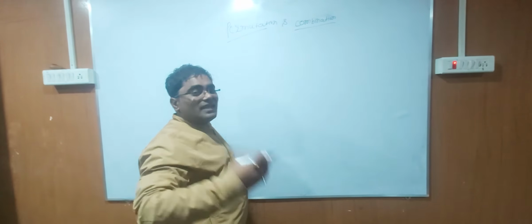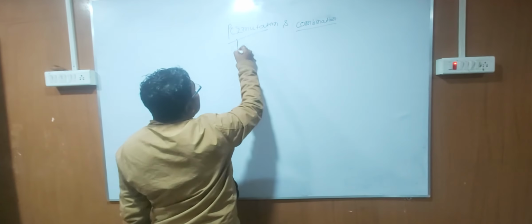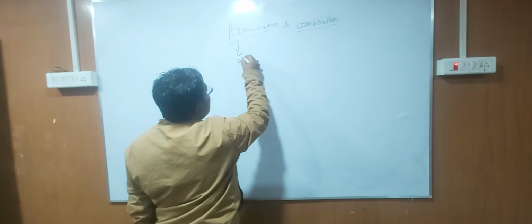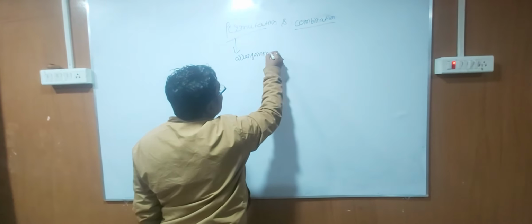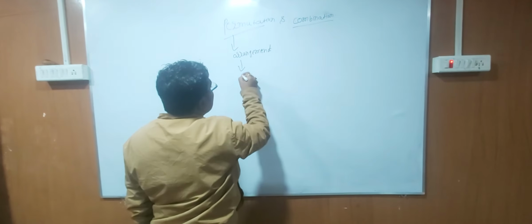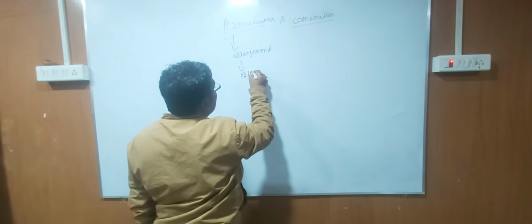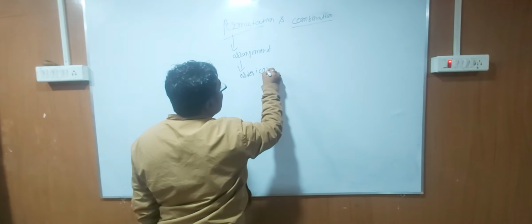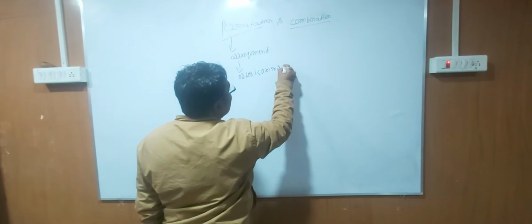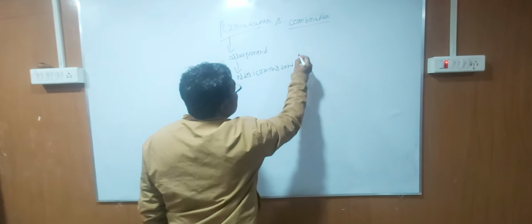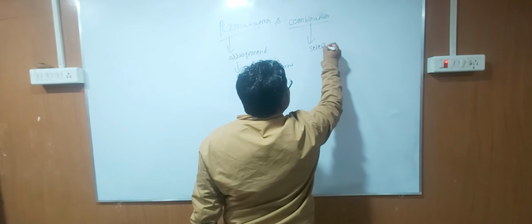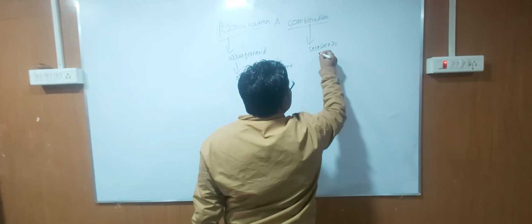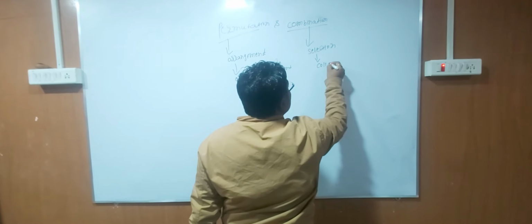So permutation means arrangement. Arrangement means order is important. And this is combination. Combination means selection, or collection.